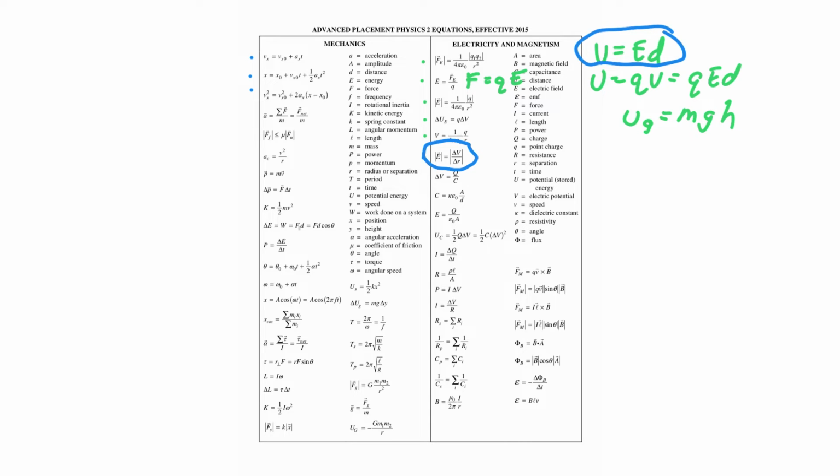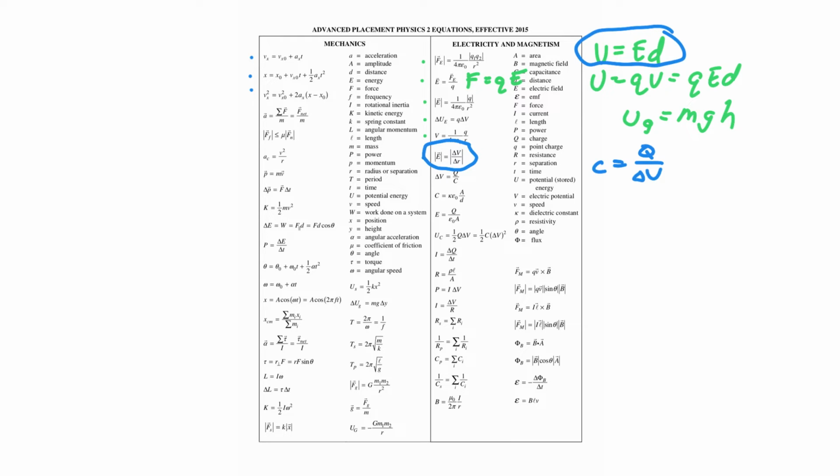The next equation relates voltage, charge, and capacitance. Another way to look at this is to rearrange it for capacitance, which would be Q divided by delta V, and we have thought of capacitance as being the charge per unit volt that a capacitor can store.